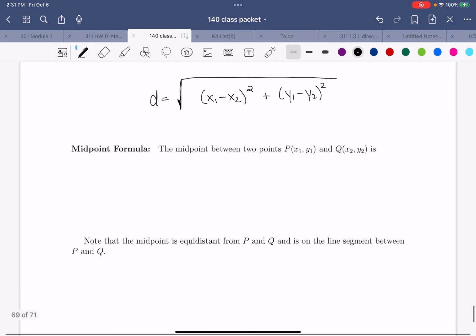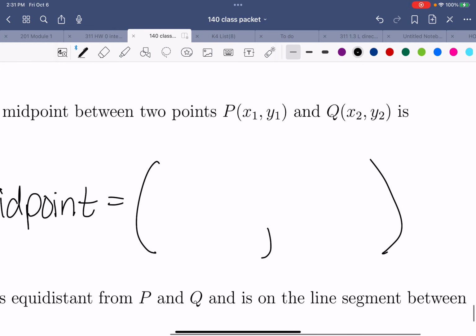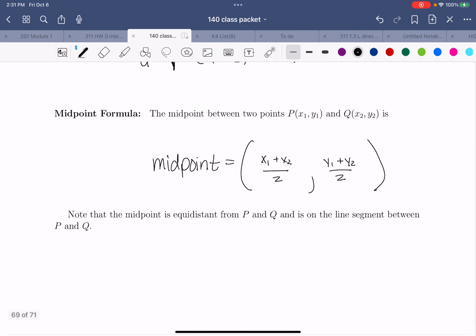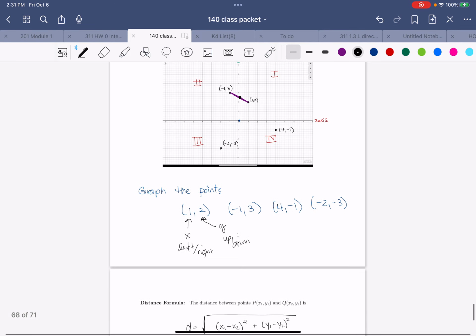And the midpoint formula. We're going to find two coordinates, because the midpoint is a point, so we need an x coordinate and a y coordinate. In each case, you add up your coordinates and divide by 2, kind of like averaging them. So (x1 plus x2) over 2 and (y1 plus y2) over 2. Note that our midpoint is equidistant from P and Q, and it's on the line segment between P and Q.